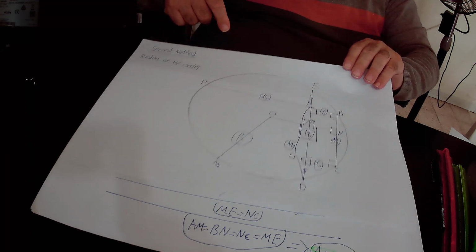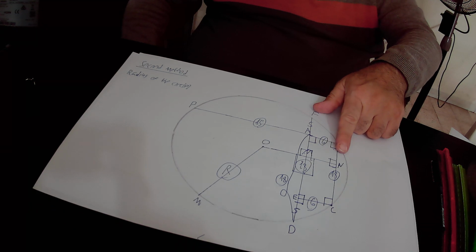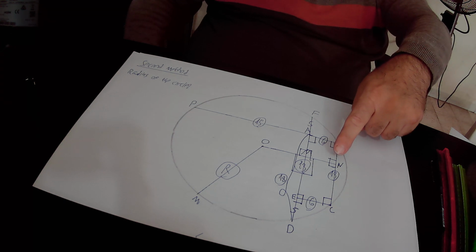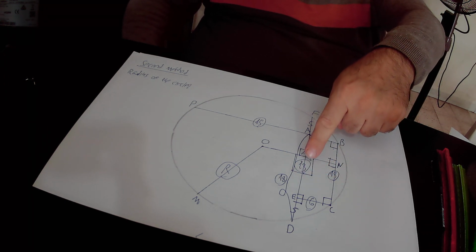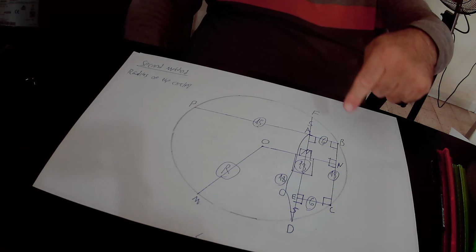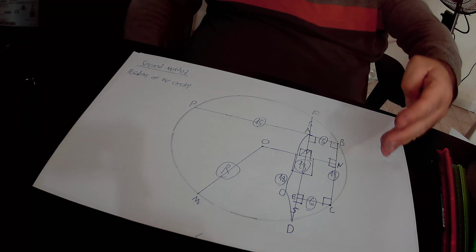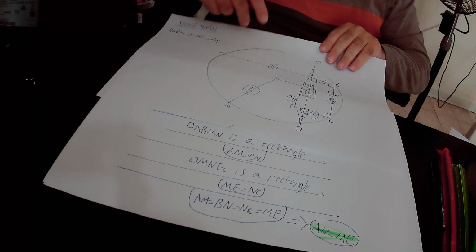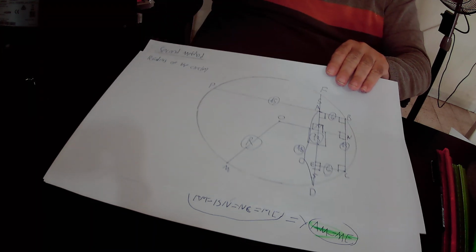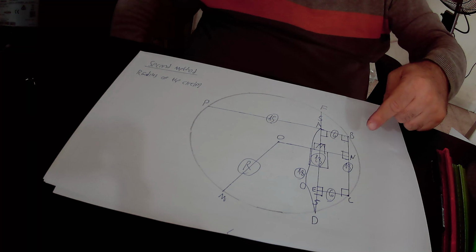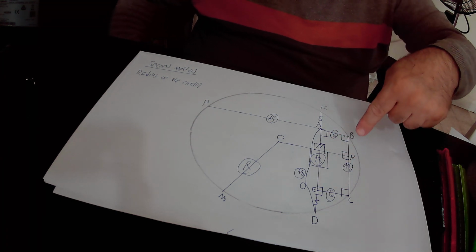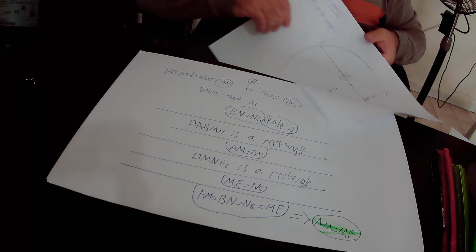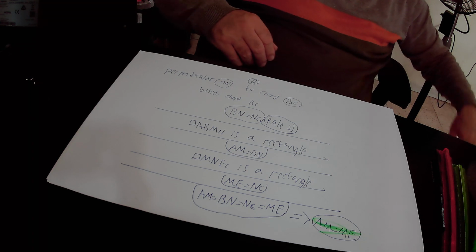Then we look at quadrilateral MNEC. Inside quadrilateral MNEC, we have 1, 2, 3 right angles. Therefore, this fourth angle must also equal 90 degrees. Therefore, quadrilateral MNEC that has 4 right angles is a rectangle, and we know that the opposite sides of a rectangle are equal to each other. That is to say, ME equals NC. So we can summarize what we did until now.